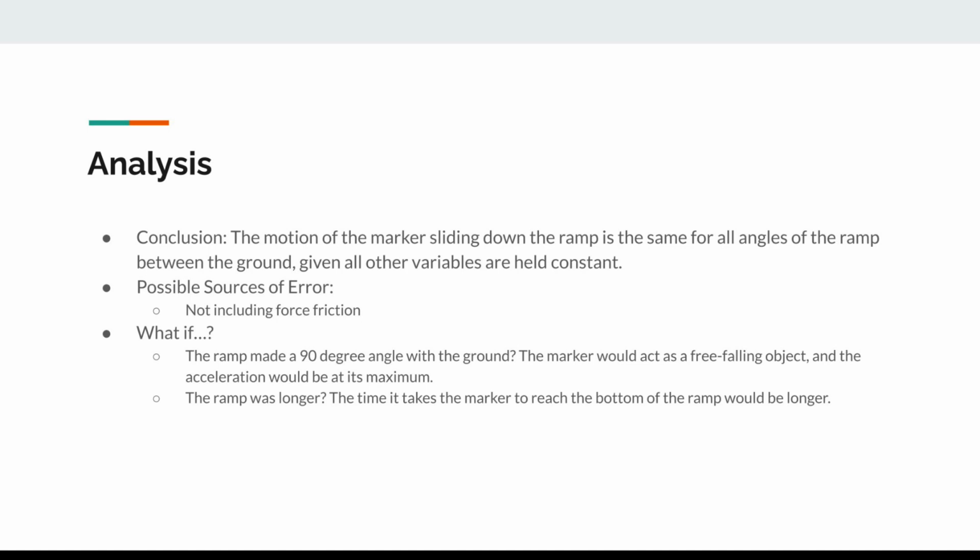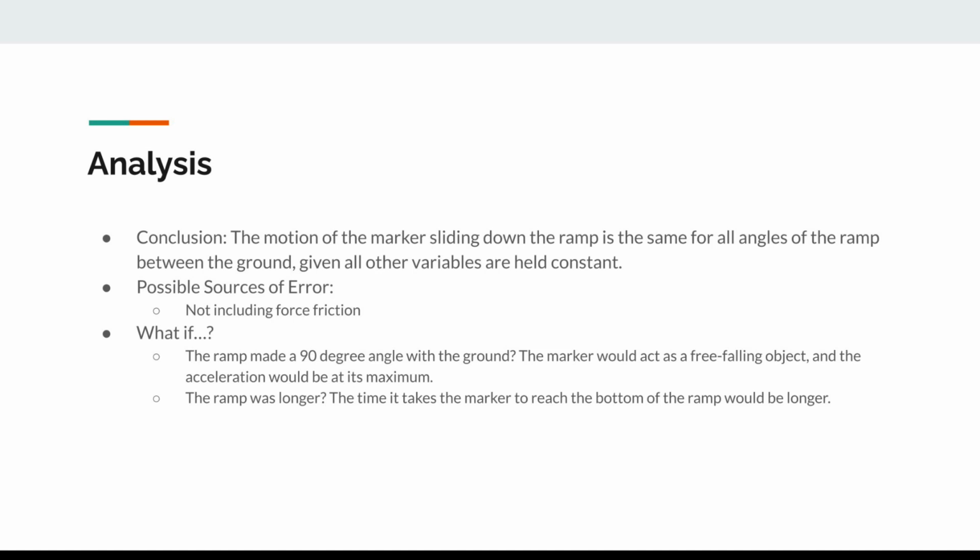Finally, for our analysis, our conclusion from this lab is that the motion of the marker or any object sliding down the ramp is the same for all angles of the ramp between the ground, given all the other variables are held constant. One possible source of error in our data is not including the friction force acting upon the marker sliding down the ramp.